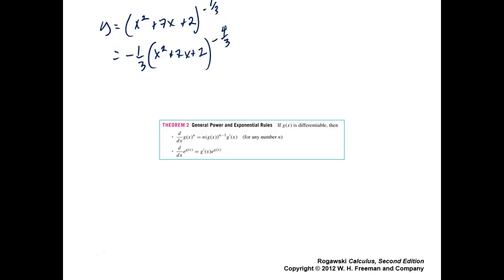What goes next? The derivative of the inside, which is 2x plus 7. Done. Now that might not be the form you want to leave it in. It's okay. It's a perfectly legitimate form, but I'm going to write it this way. I'm going to bring that up front with the negative 1/3, so that'll be negative 1/3 times 2x plus 7.